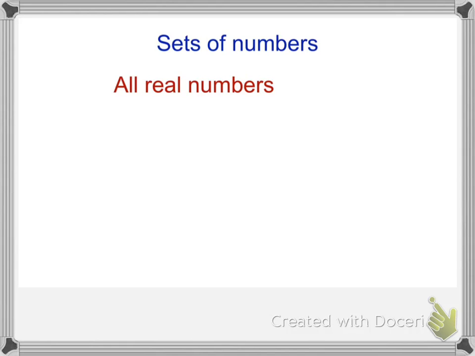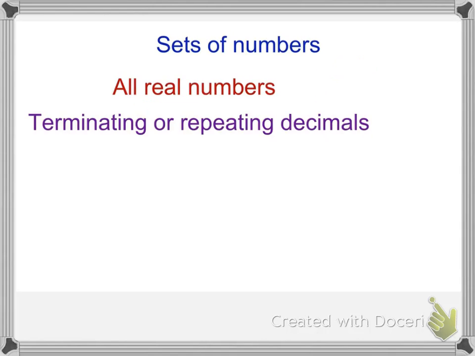The first set we have is all real numbers. What represents it looks like the letter R, and it's easy to remember because all real numbers is an R. Then we have terminating or repeating decimals. The letter that represents that is a Q.